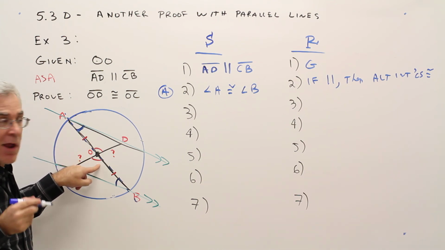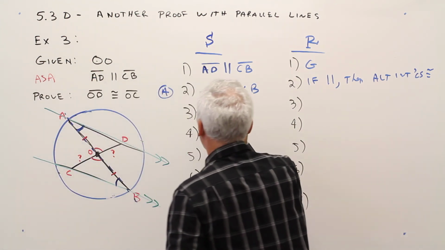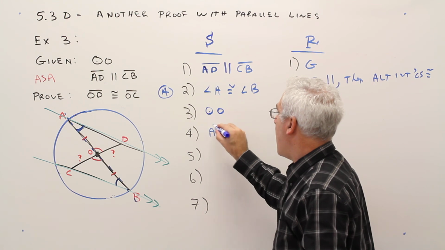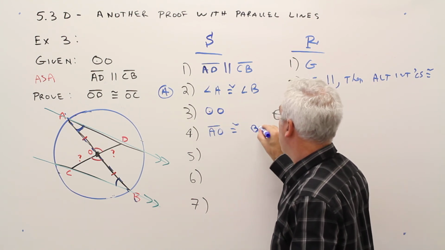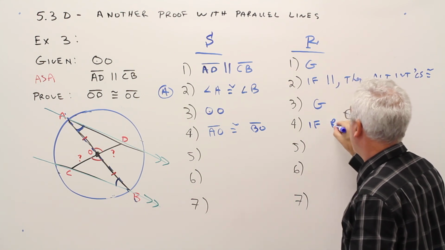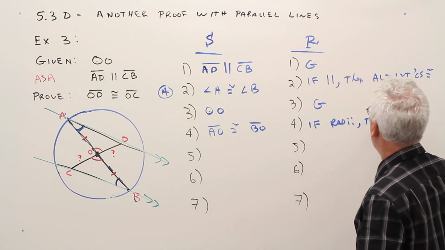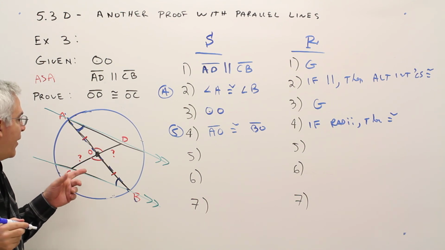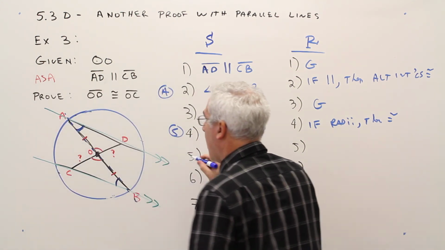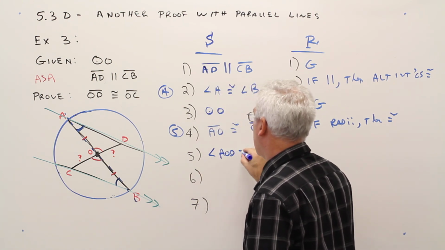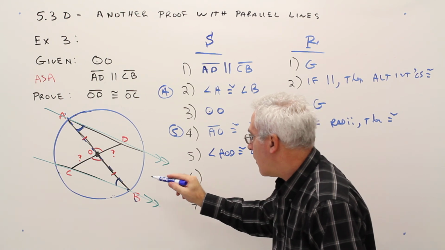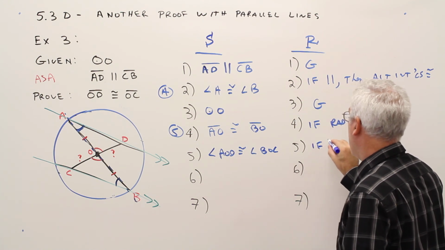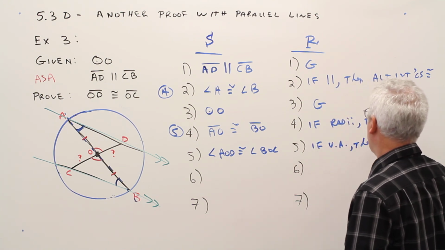Then I'll get my side. My side stemmed from the radii, so I'll have to now state the circle and then the radii. So I'm given circle O. And then from that, I'm going to get the radius. AO is congruent to BO. If radii, then congruent. And then I'll use the vertical angles for my final angle. I have to use 3 letters here. Angle AOD is congruent to angle, I'll go BOC. I'll say if vertical angles, then congruent.